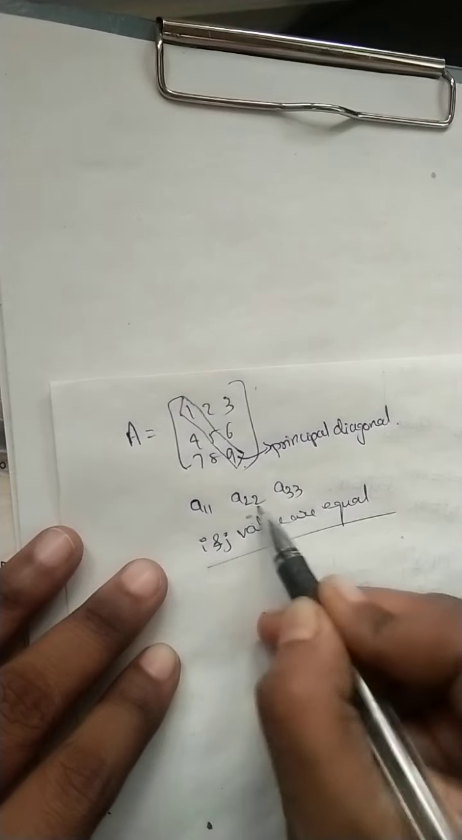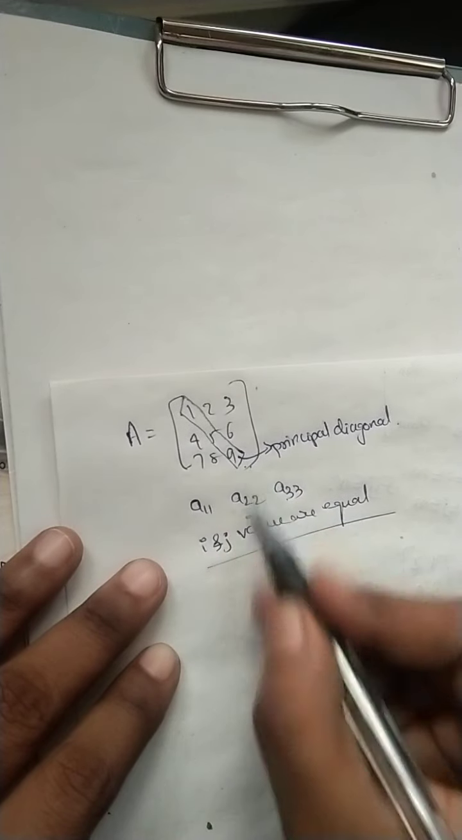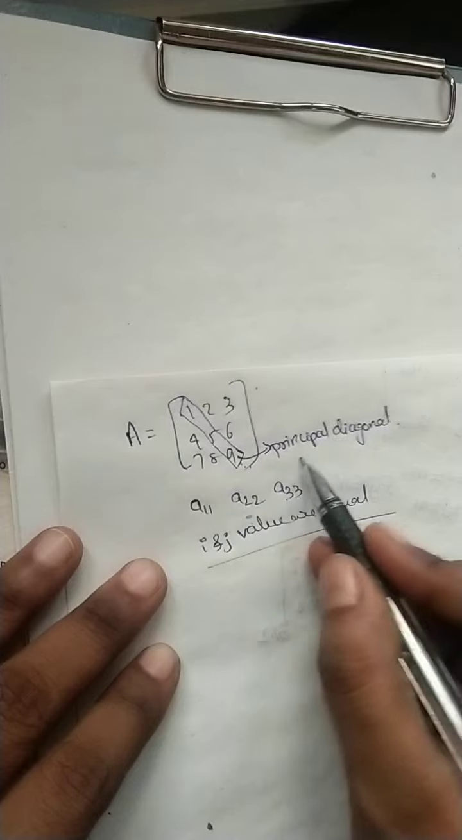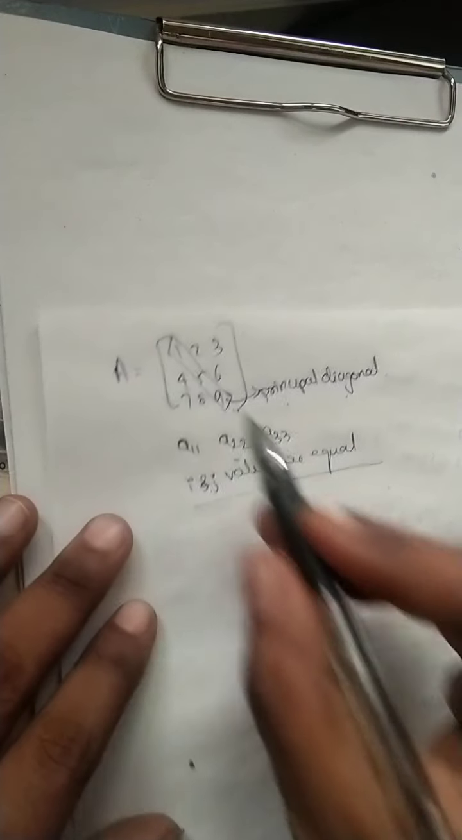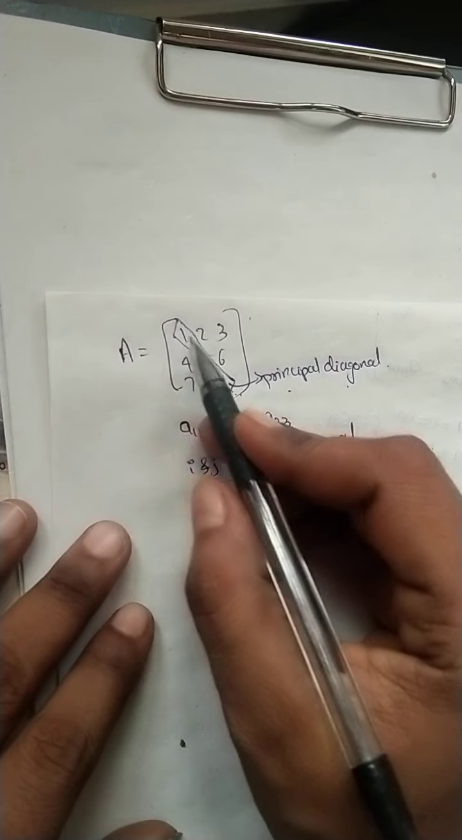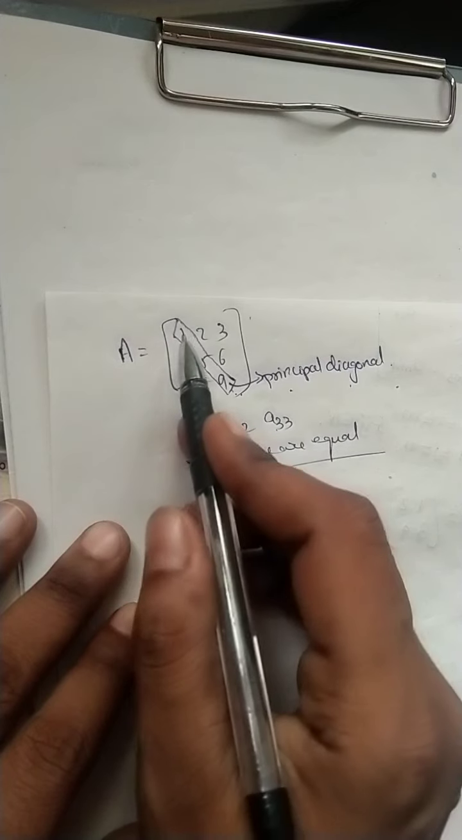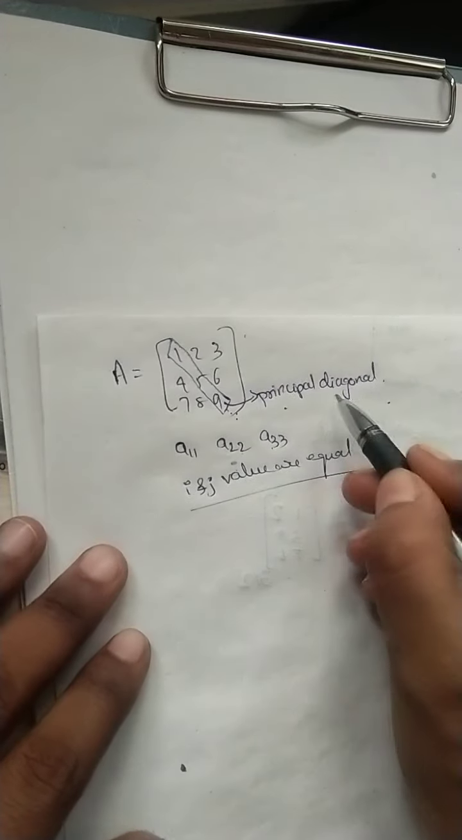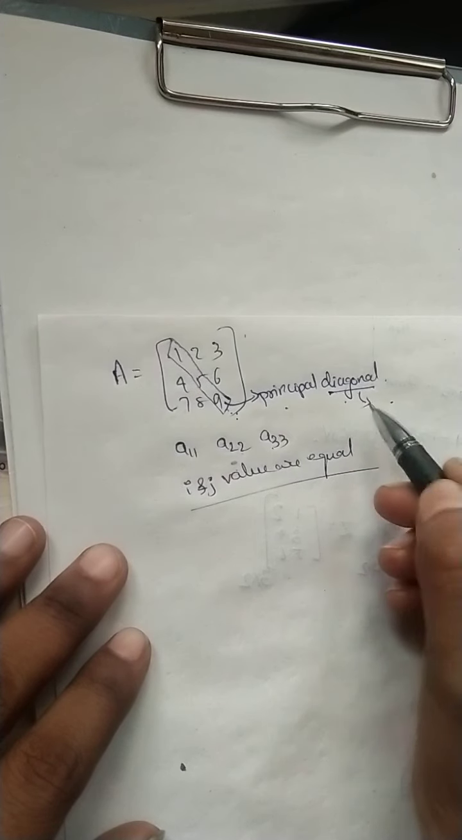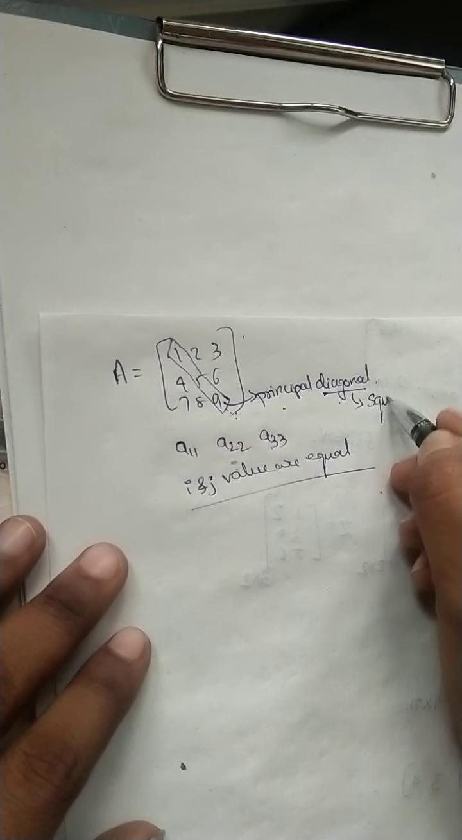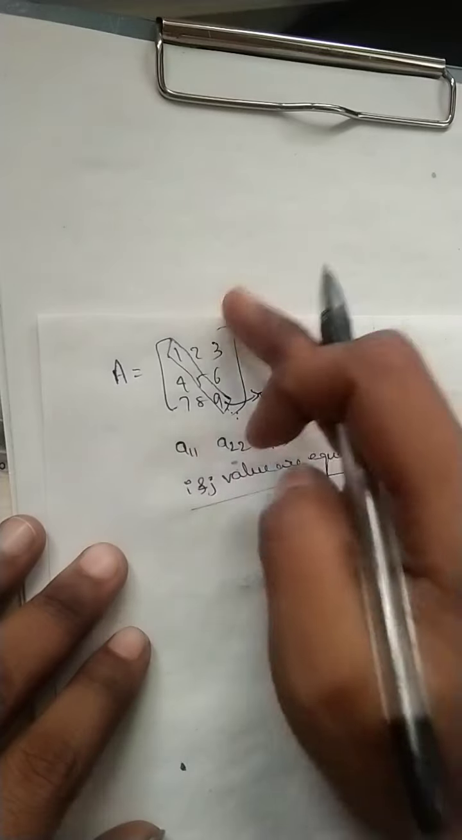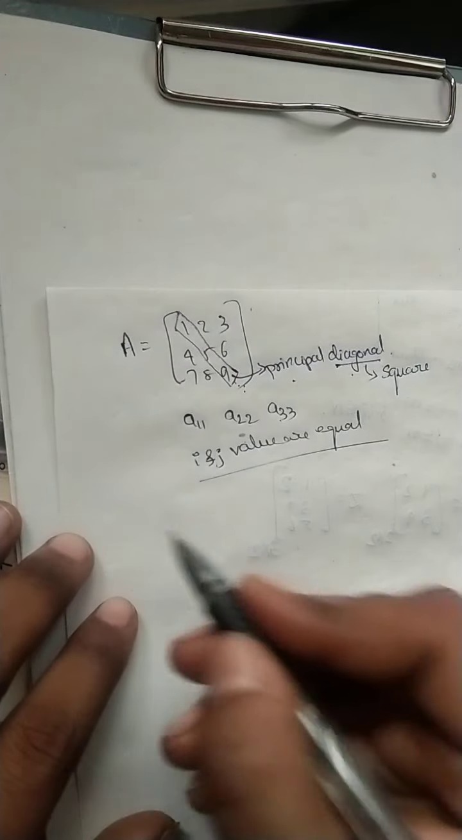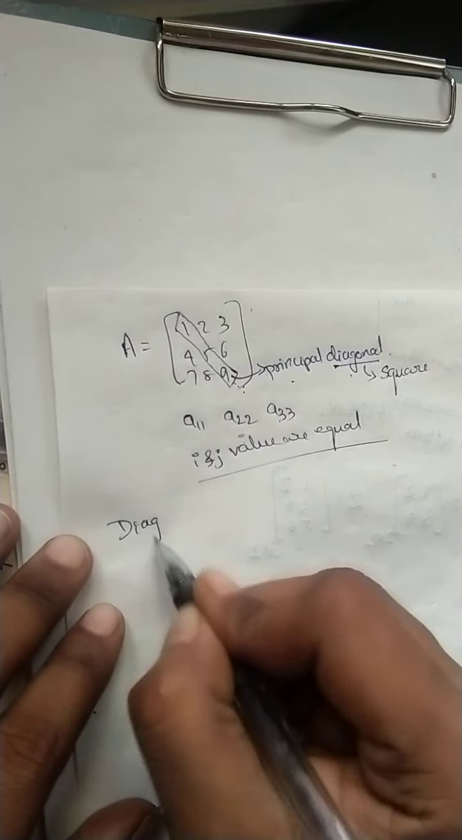The values on the diagonal lie on the principal diagonal. If you want to know which are the principal diagonal elements, then 1, 5, 9 are the principal diagonal elements. And a diagonal can be seen only in a square matrix, where the number of rows and number of columns are equal.